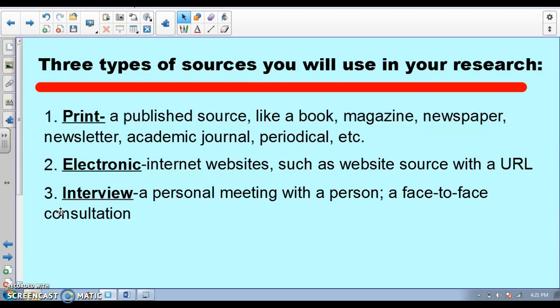And then you have interviews. And the definition of an interview, as silly as it sounds, is a personal meeting with a person. It just means personal as in intimate, just that one-on-one experience where you are asking somebody who has experienced something questions. And so they become one of your resources and one of your sources of information. And so for example, just put face-to-face consultation. Go ahead and pause here if you need to gather together that information.